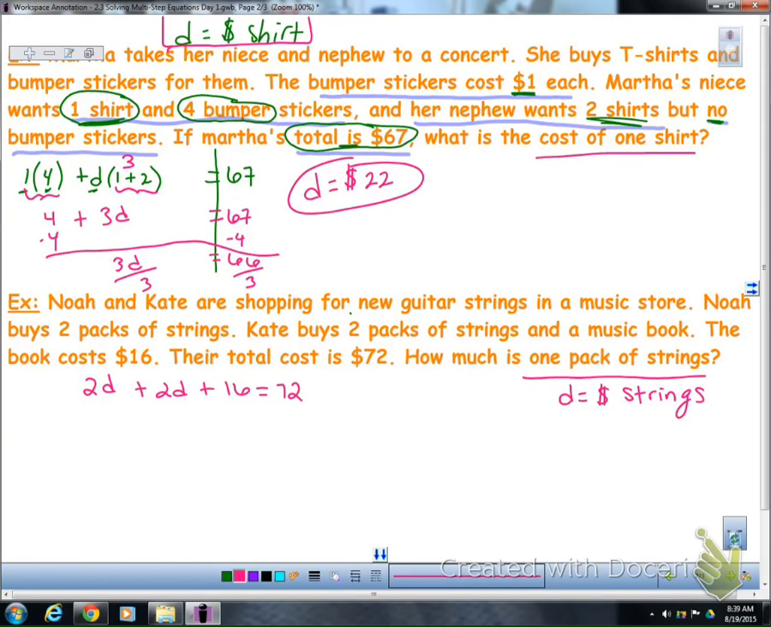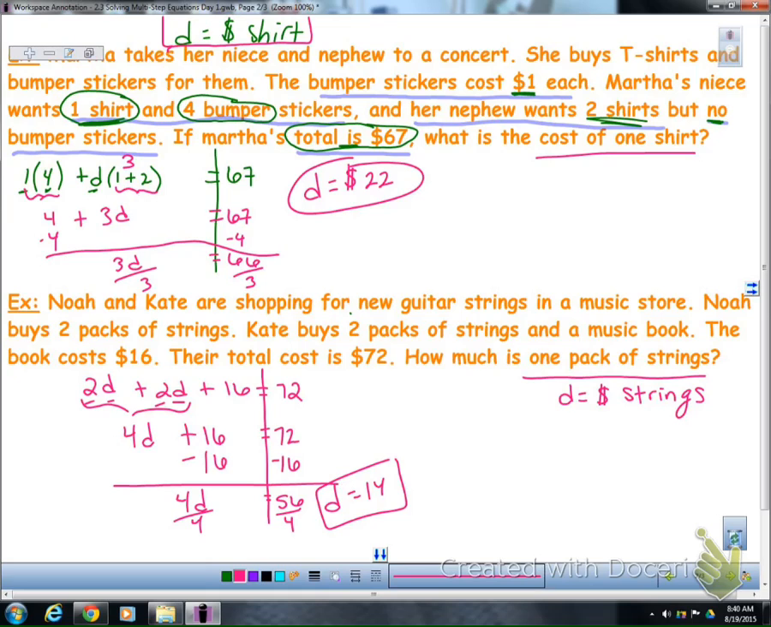Okay, if we look at the equation set up, I used D again for the cost of the strings, in dollars. Noah bought 2 packs of strings, so 2 times the cost of the strings. And Kate bought 2 packs of strings, so also 2 times the cost of the strings. And then plus this $16 for the book that Kate bought. If we combine like terms, we have 2D plus 2D, which is 4D. Bring down the plus 16 equals 72. And we can finish solving that.